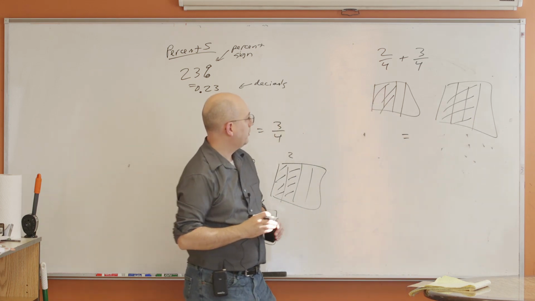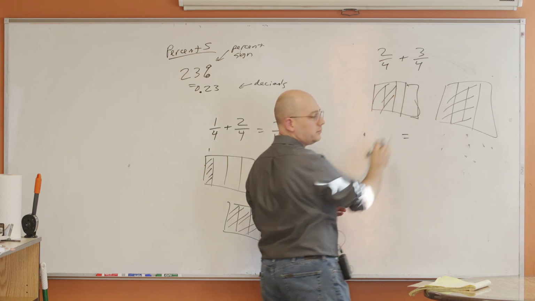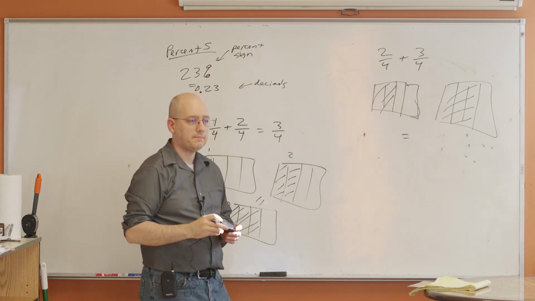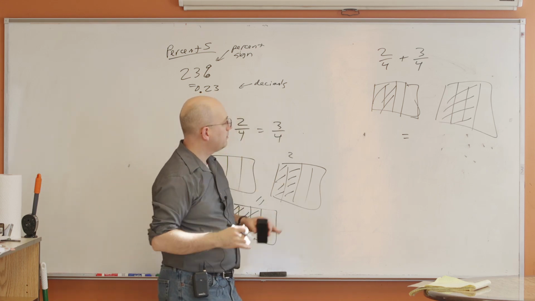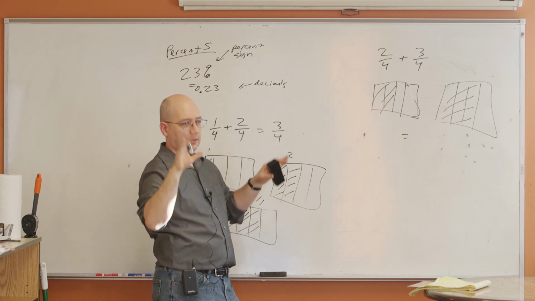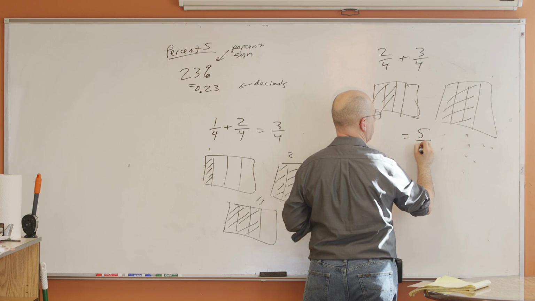How many total areas have been shaded? In total, it would be 1.25, maybe? Yeah, but more simply, you got five areas, right? And so we can write 5/4.